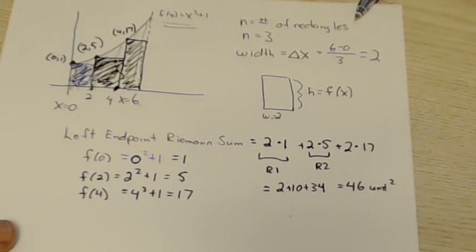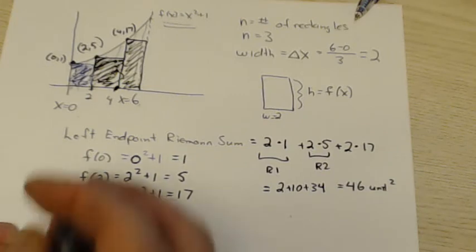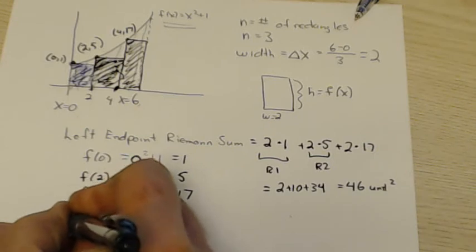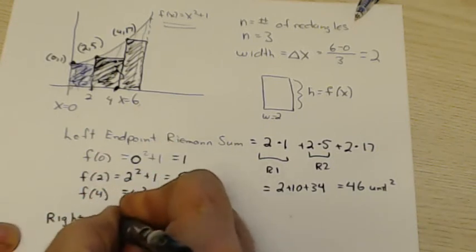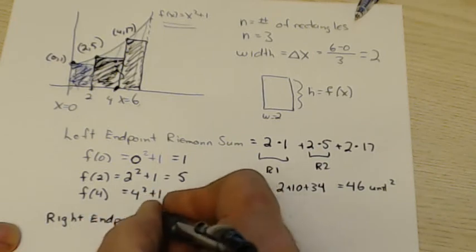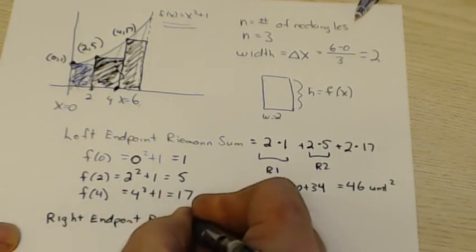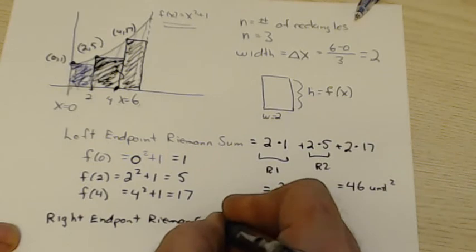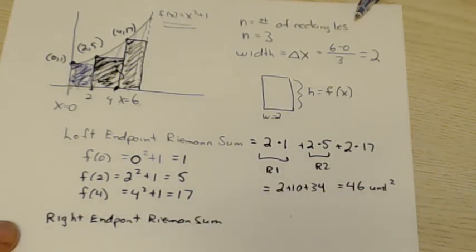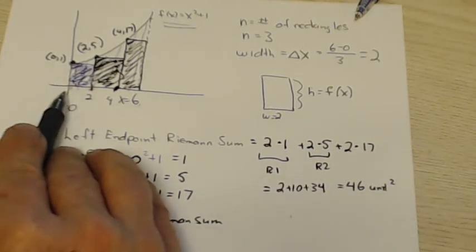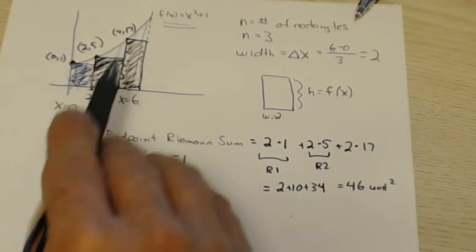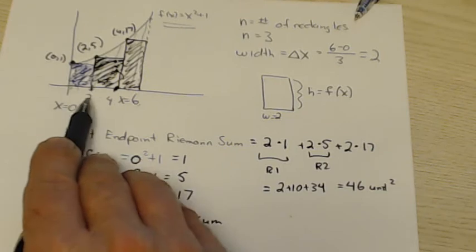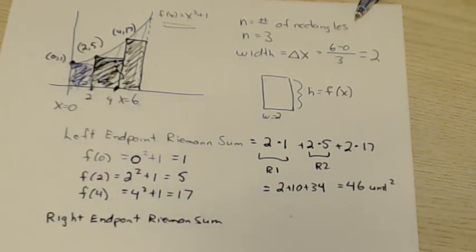Okay, we could also do a right endpoint Riemann sum. Typically, the problem will tell you which one to do. Well, what that means is, rather than using the function's value at the left endpoints, 0, 2, and 4, we'll use the function's value at the right endpoints of each interval, 2, 4, and 6, to get the height of the 3 rectangles.